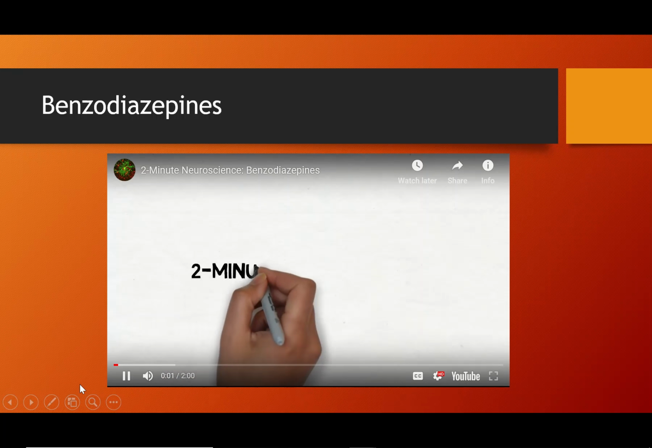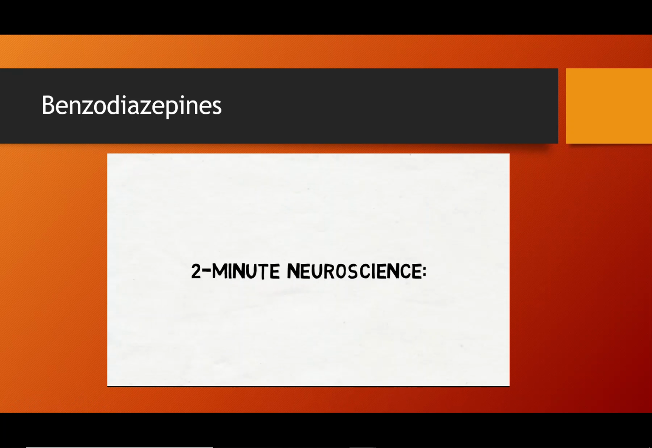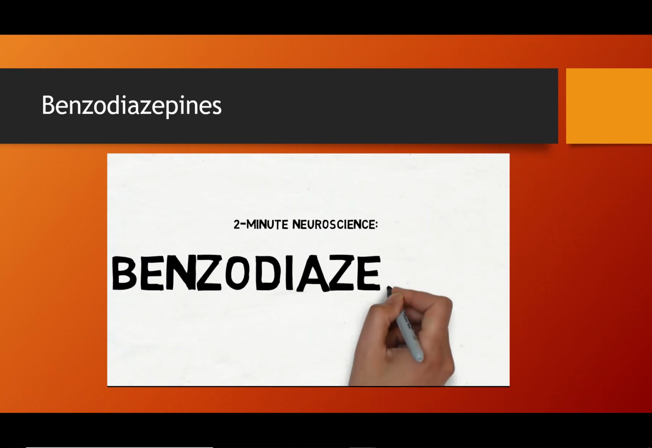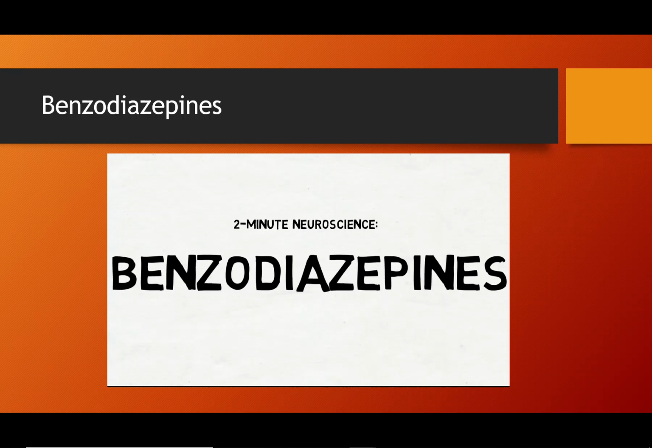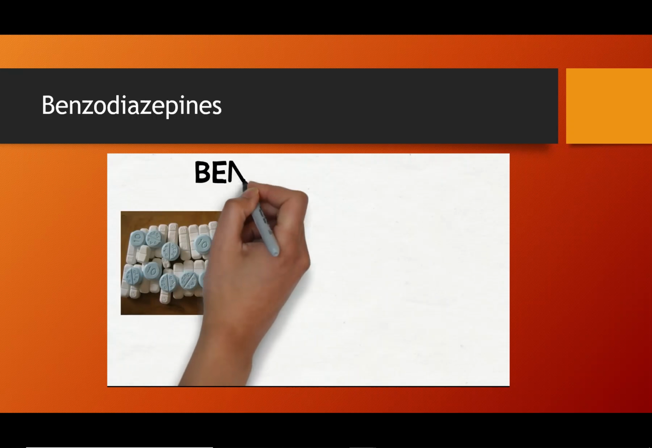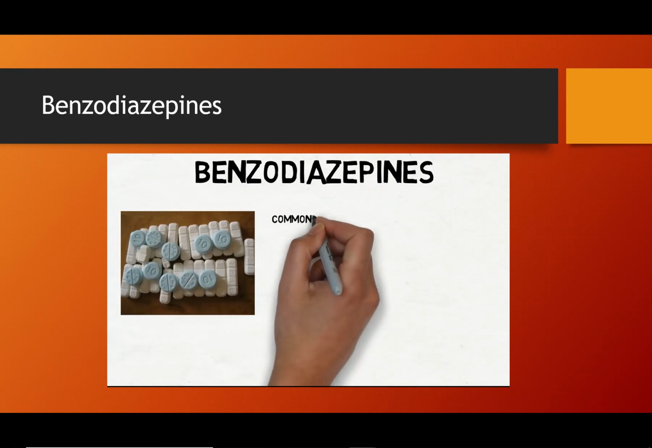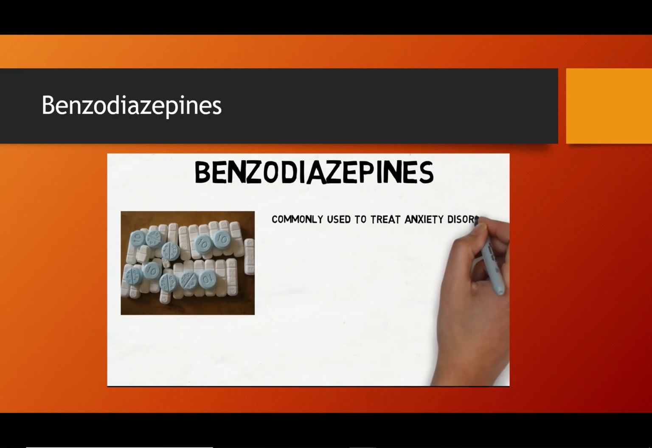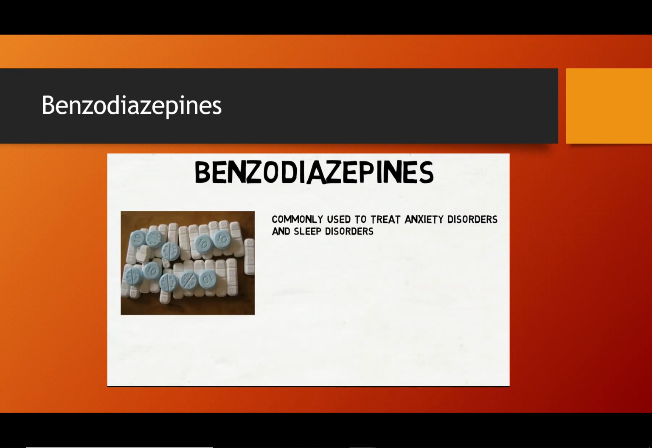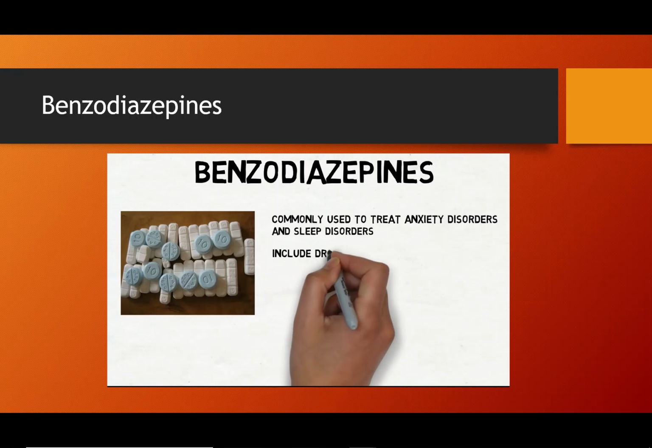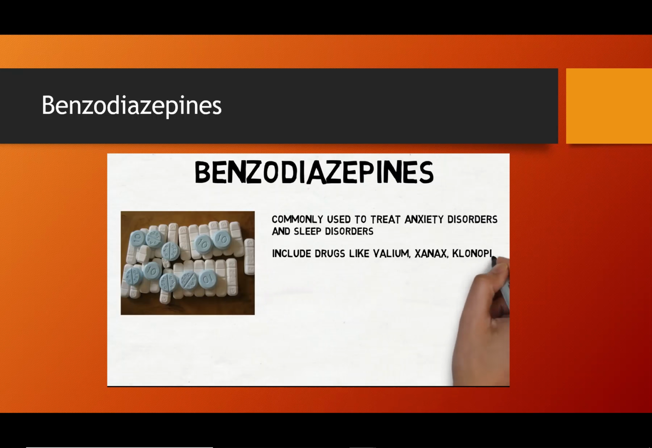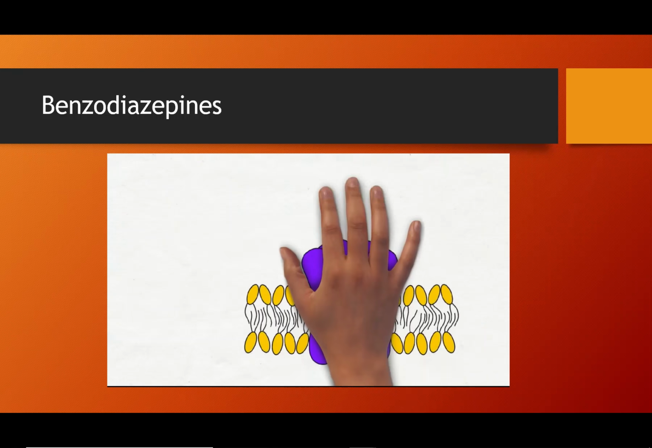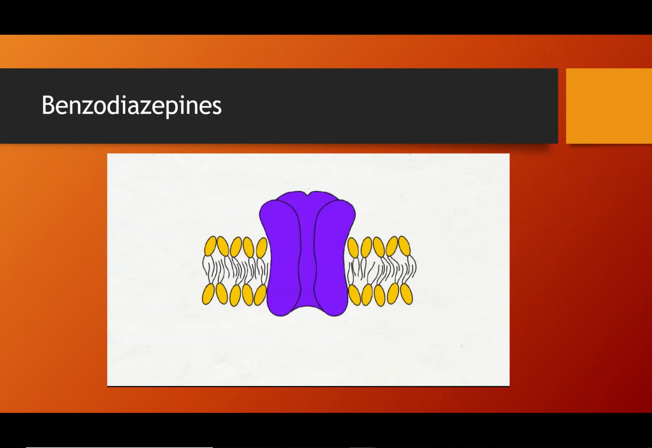Welcome to 2-Minute Neuroscience, where I explain neuroscience topics in 2 minutes or less. In this installment, I will discuss benzodiazepines. Benzodiazepines are a class of drugs named for their chemical structure that are commonly used to treat anxiety disorders and sleep-related disorders. They include well-known drugs like Valium, Xanax, and Klonopin. There are dozens of drugs in the benzodiazepine class, but the mechanism by which they all exert their effects is thought to be similar.